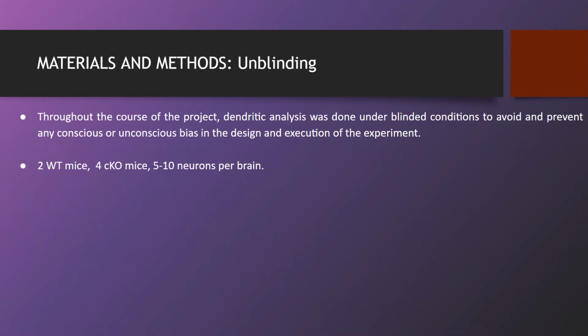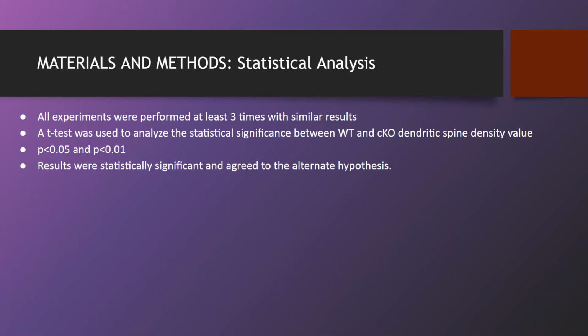As mentioned in a previous slide, to avoid any unconscious or conscious bias, the experiment was done under blinding conditions. But after data collection, the number of wild-type and conditional knockout brains were revealed. For analysis, I conducted my experiment at least 3 times with similar results. To test if my results were significant, I used a t-test, which revealed a p-value of less than 0.01. Thus, my alternate hypothesis was supported.